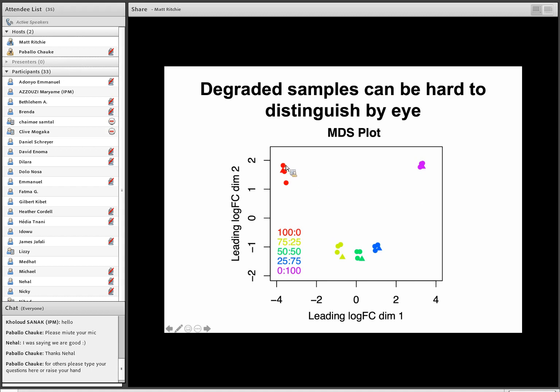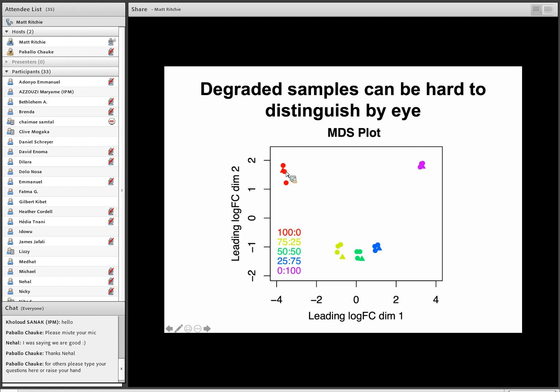So we've got the red sample is one pure sample, and the purple sample is the other pure sample, and the green and the blue are the intermediate mixtures. And so they kind of sit where you'd expect them to be, given that they have increasing amounts of one sample as we go from left to right in dimension 1 on this MDS plot. But yeah, the triangles sometimes sit on the edge of these little clusters, but other times they can be right in the middle.